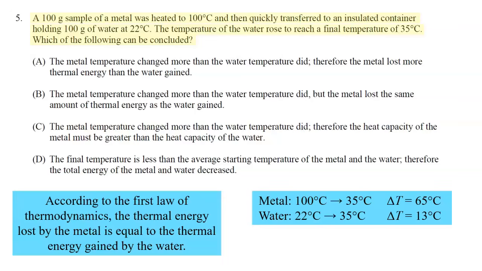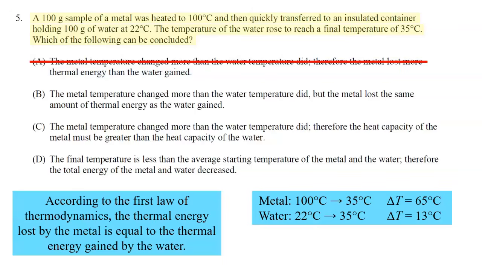Now let's go ahead and start with choice A. In choice A, it says the metal temperature changed more than the water temperature did, and that's true. But then it goes on to conclude, therefore the metal lost more thermal energy than the water gained, and that's not true. Again, according to the first law of thermodynamics, the thermal energy that is lost by the metal should be equal to the thermal energy gained by the water. Let's go ahead and eliminate choice A.